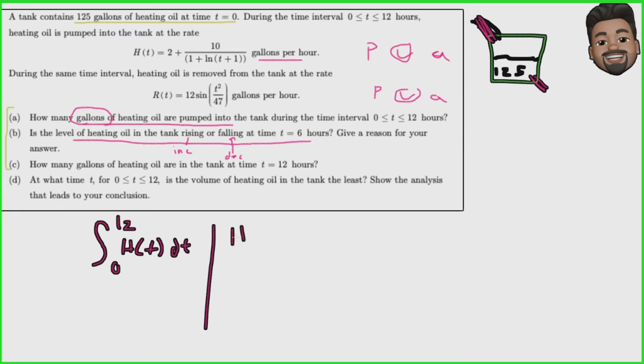So we're going to do H of 6 minus R of 6, the rate coming in minus the rate coming out. Now, if it is positive, then it's rising. If it is negative, then it is falling at T equals 6, right? That's how you would do part B. So just be mindful with story problems. You got to see words that say rising, falling. It's really just another word for increasing, decreasing, and you got to take both into account, and we're already given rates, so we don't need to take derivatives or anything like that.